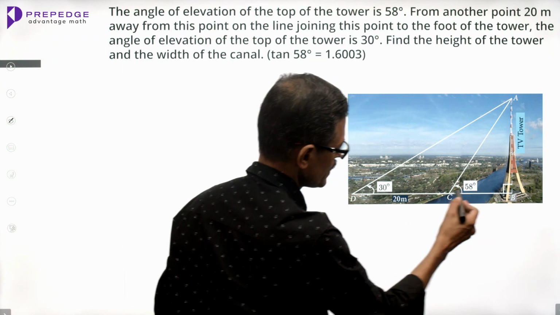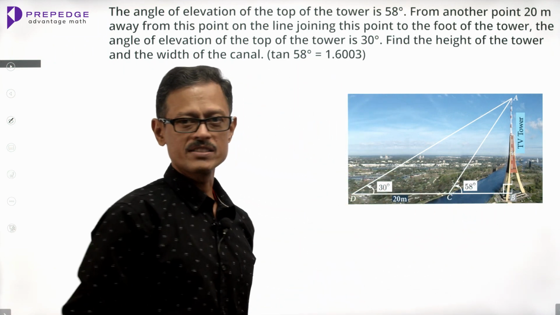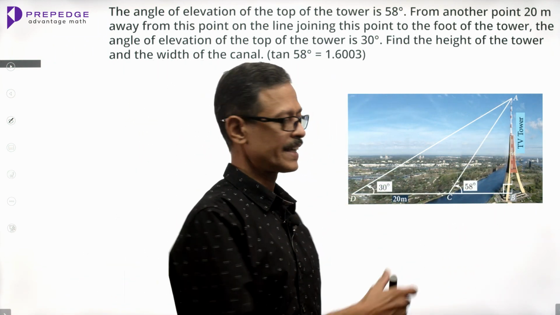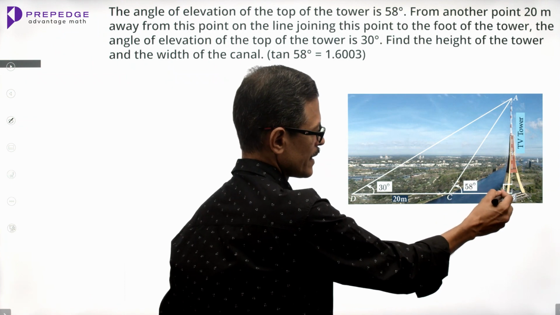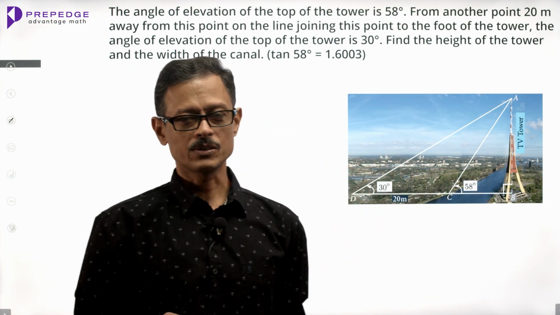This is a TV tower. First point we are observing is at point C. அங்க இருந்து angle of elevation 58 degrees. டவர் வந்து கெனலுக்கு இந்த பேங்க்ல இருக்கு. நம்ம வந்து ஆப்போசிட் பேங்க்ல இருந்து முதல்ல பார்த்திருக்கோம்.